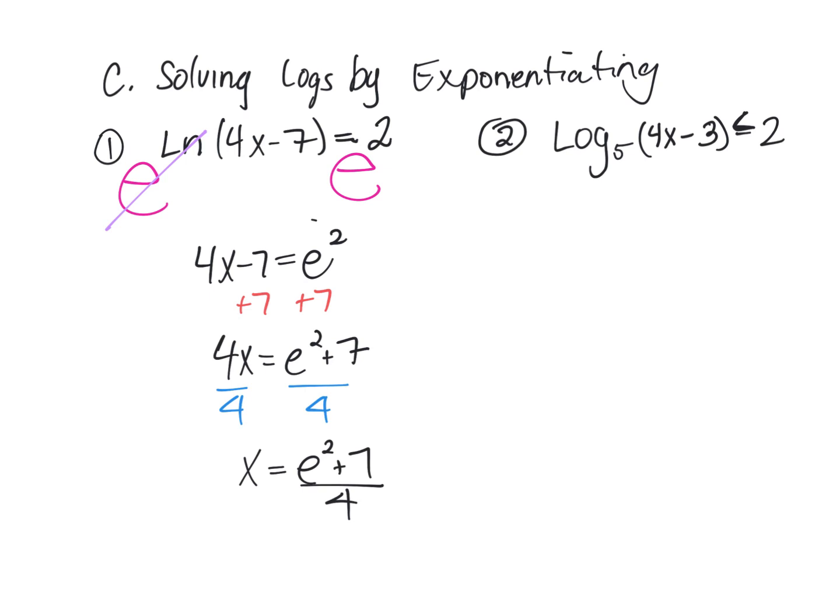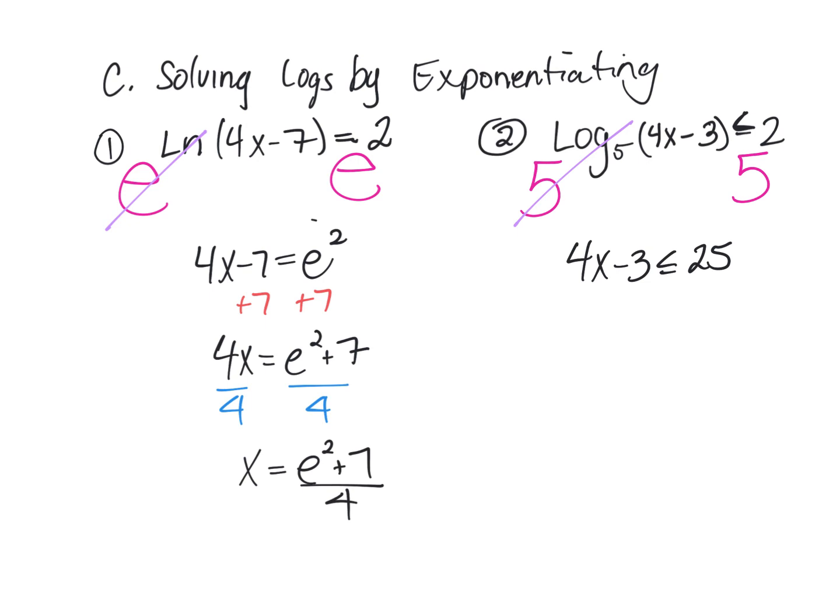So for number 2, log base 5 of 4x minus 3 less than or equal to 2, what base am I going to use? 5. The base of the log is going to be my big base. So the log 5 of 5 cancels. We get 4x minus 3 less than or equal to 25. It's literally the same thing we would have gotten if we had rewritten it as a log, right? 5 to the second power equals 4x minus 3. It's just a different way of doing it.